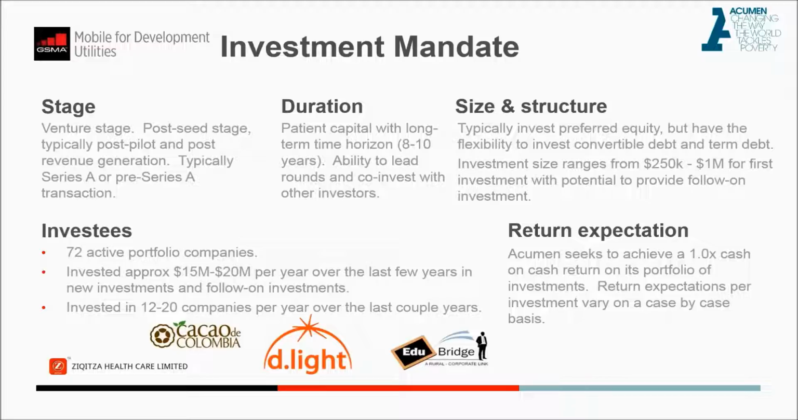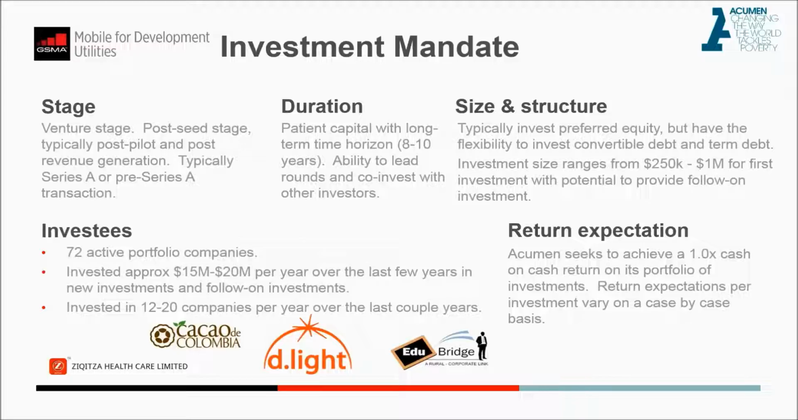In terms of return expectations, this is obviously a very nuanced conversation, but effectively Acumen seeks to achieve a 1x return multiple on our overall portfolio. So on an individual deal basis, we're modeling out returns higher than that, but understanding that on a portfolio basis we're going to have a number of failures and a number of successes, and targeting a 1x return on the whole portfolio.